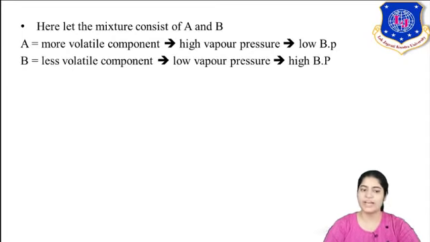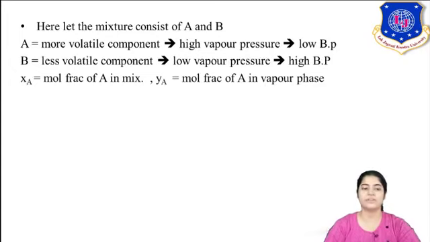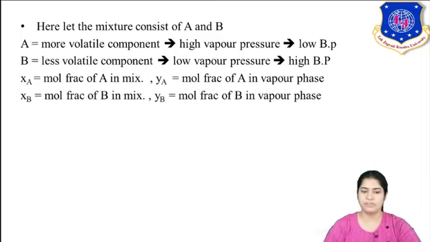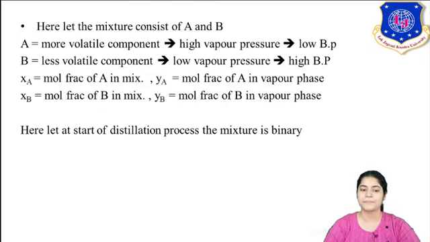B is less volatile, meaning low vapor pressure and high boiling point. Of course, XA is the mole fraction of A in the mixture, in the liquid phase. YA is the mole fraction of A in the vapor phase, and similarly for B.